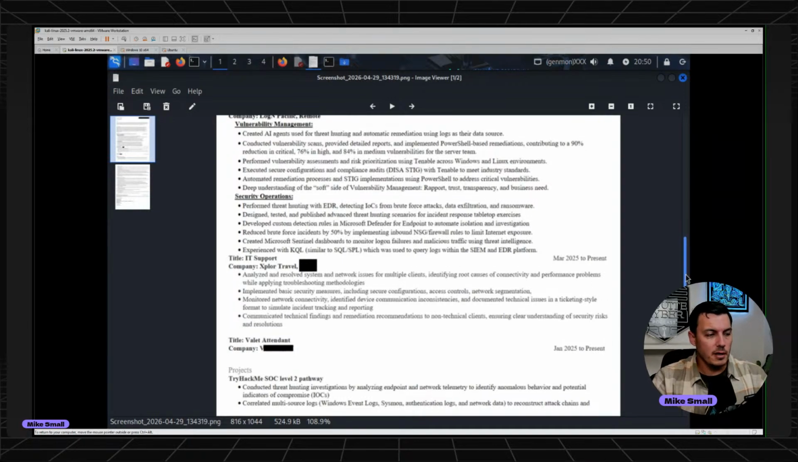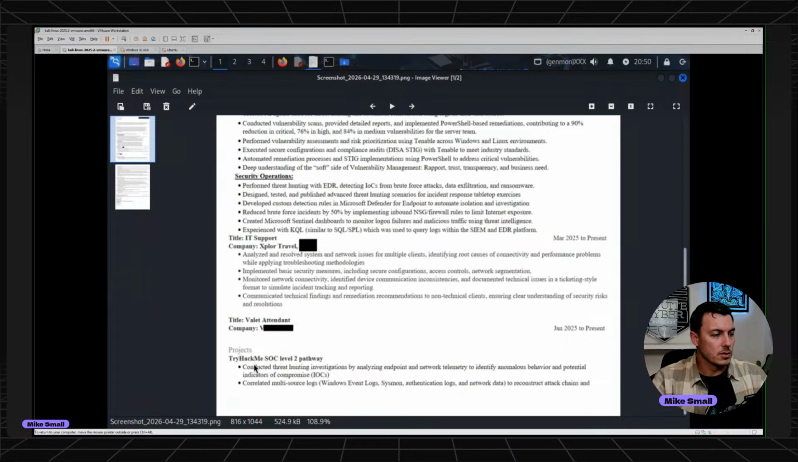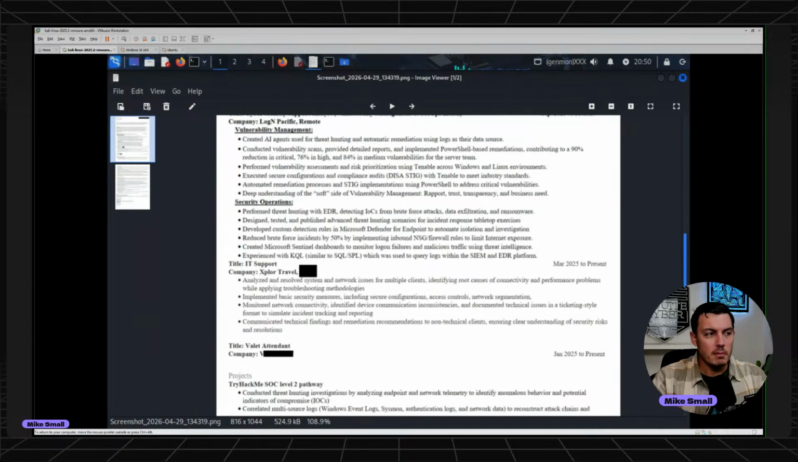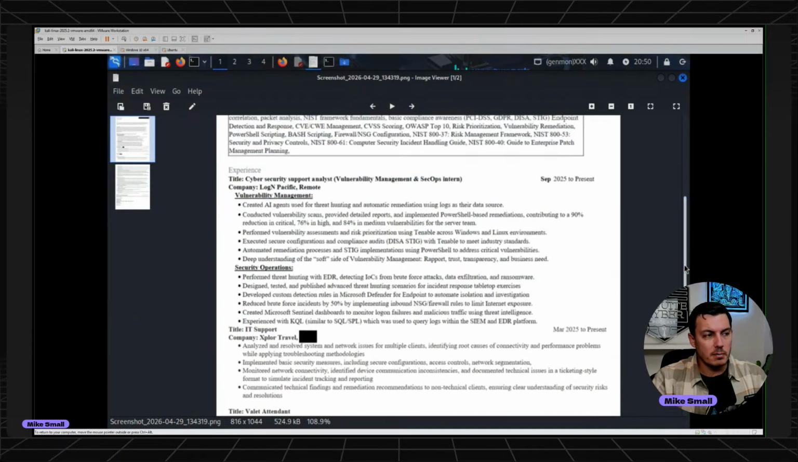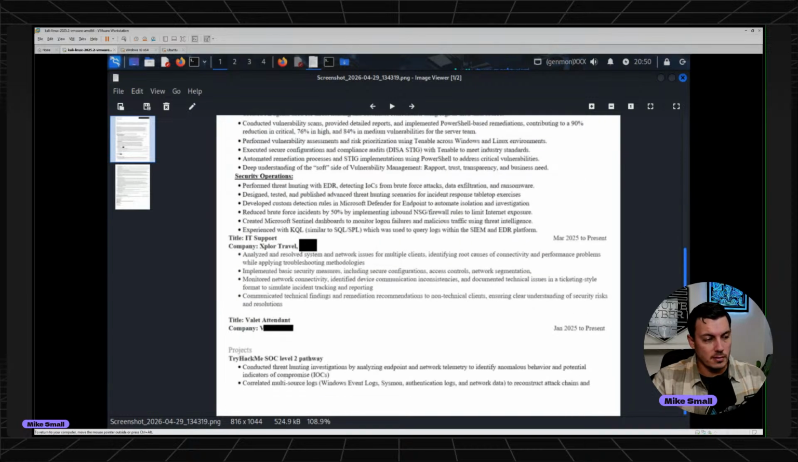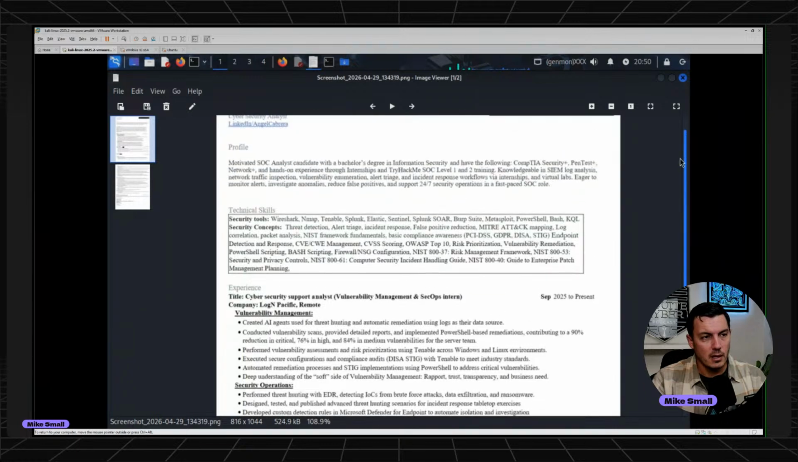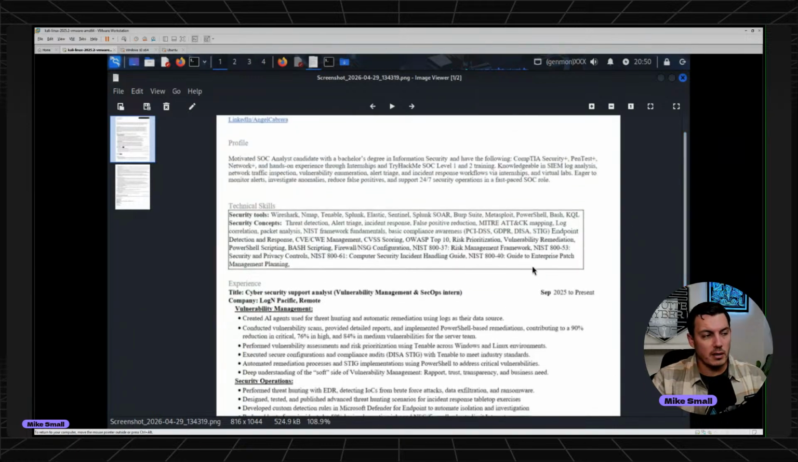Projects, we almost missed this part. So SOC level 2 pathway, good, conducted hunt investigations, and so on. I would say TryHackMe SOC level 2 and SOC level 1 mean way more to me than your login specific work that you've done here. I can tell you, you probably learned a lot more that's applicable to a SOC in those courses, more than likely, just because it's more directly applicable.